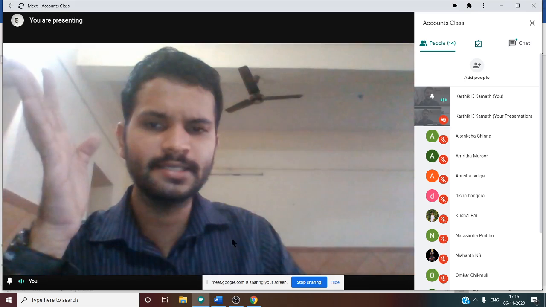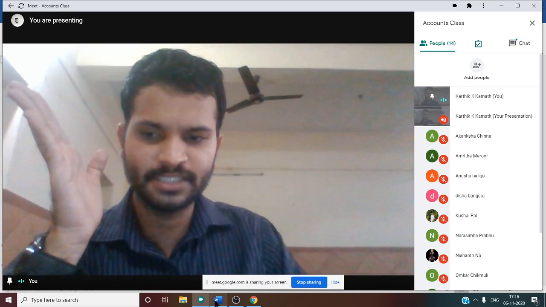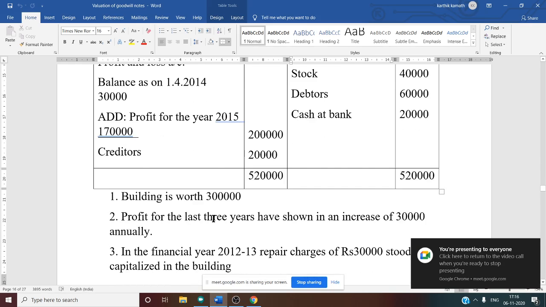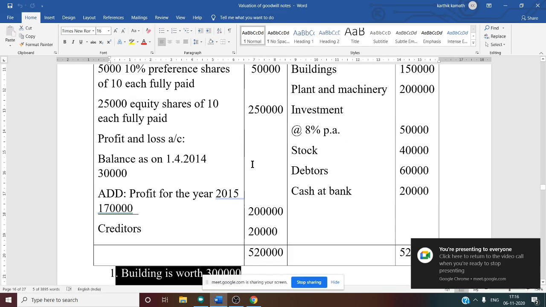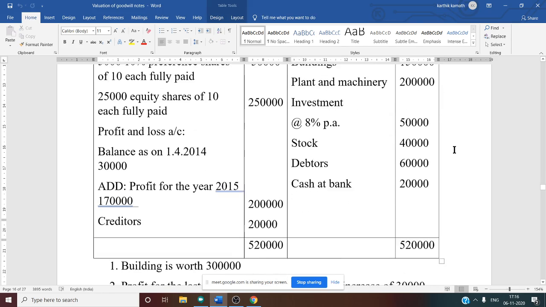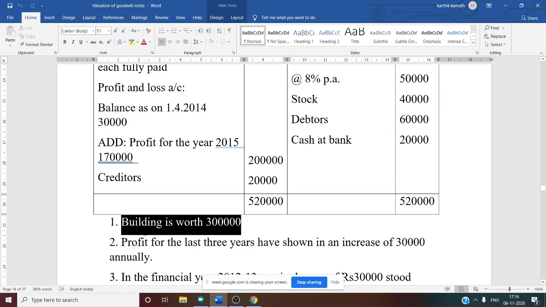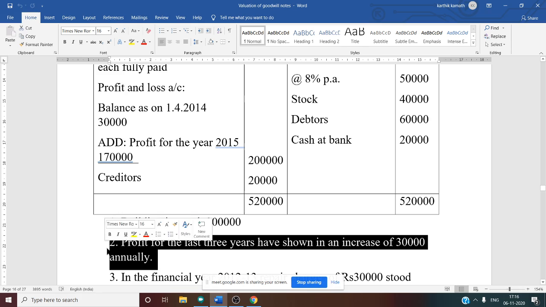Now after discussing asset and liability side, next we need to see the adjustment. If you see the adjustment here, building is worth 3 lakh, they have mentioned. So for that we need to see the value of building once. It is given in the balance sheet as 1,50,000. So 1,50,000 is the book value. Whatever is given in the adjustment is a market value, and you are going to consider market value, that is 3 lakh. Next, profit for the last 3 years have been shown with an increase of 30,000 annually.